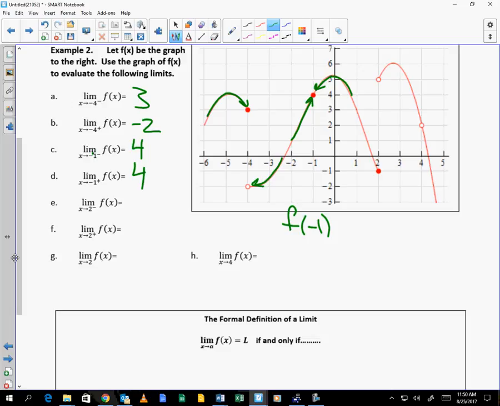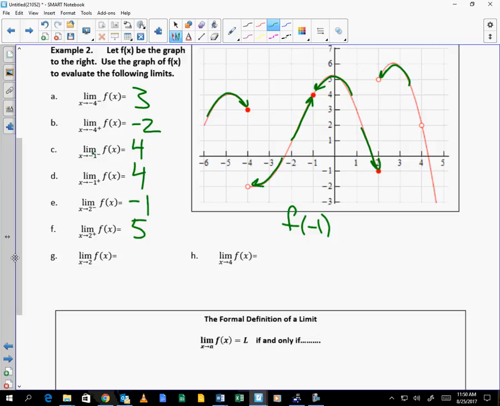Let's go to 2. 2 from the left. Very good, -1. 2 from the right. 5. If I plug in 2, what do I get? You get the -1. Yeah, and that's why you get that value. Exactly, because of the open and closed circle.